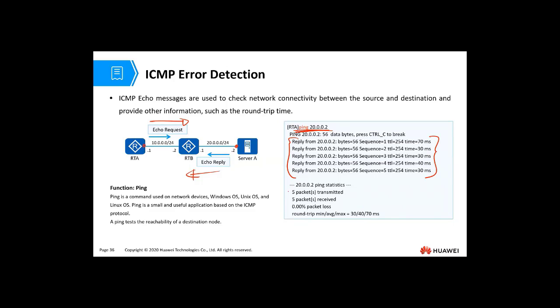And then it gives some statistics. We sent 5 packets and received 5 replies. 0.00% was lost. The minimum transmission time, or round trip time for going and coming back, was 30 milliseconds. The average was 40 and the maximum was what? Was 70. How does it get the 40? It adds 30. You guys know how to get average, right?